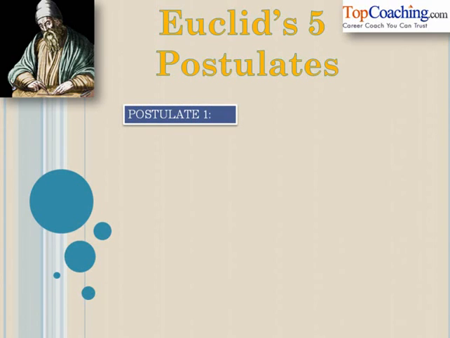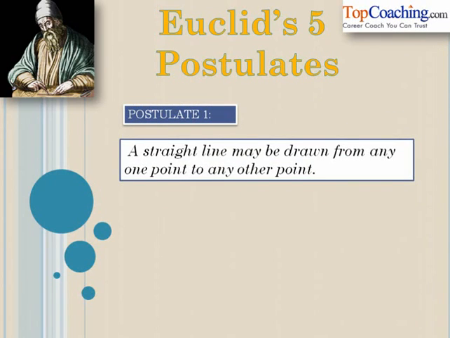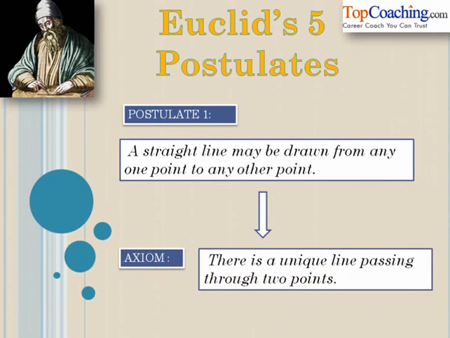The first postulate is: a straight line may be drawn from any one point to any other point. So we can draw a straight line from any point to another point, and this is postulate number 1. Another way of saying this is, there is a unique line passing through 2 points.